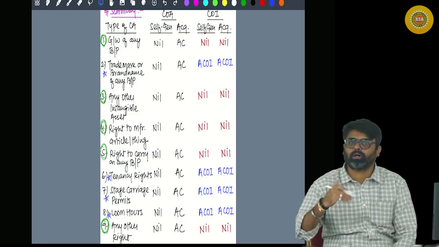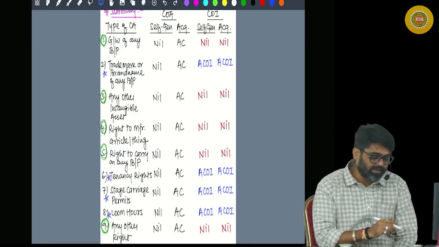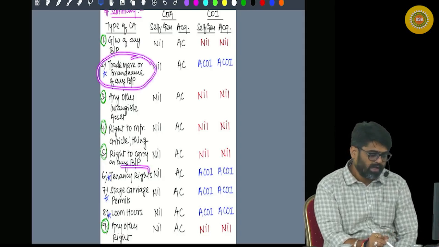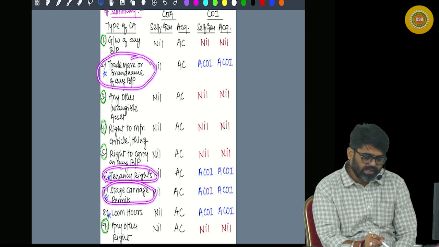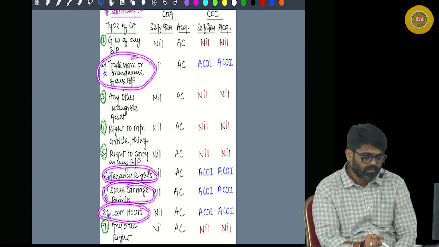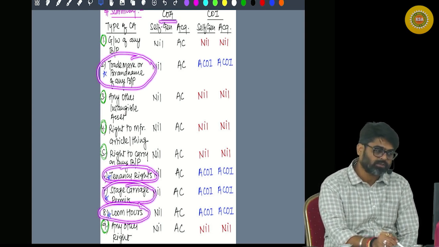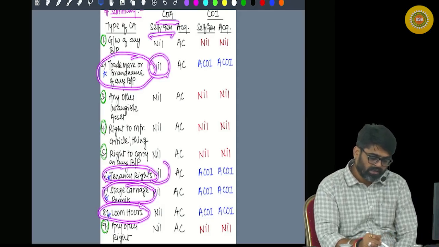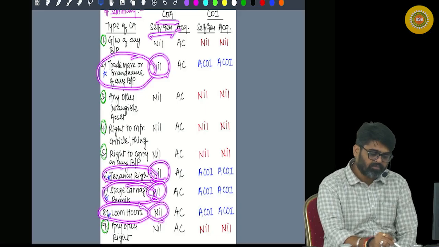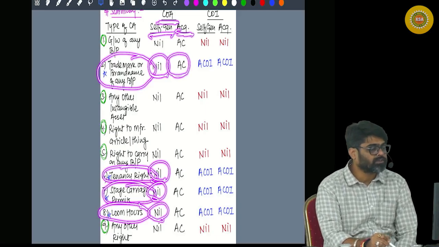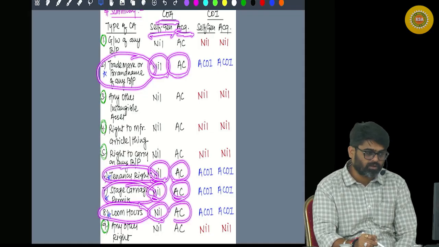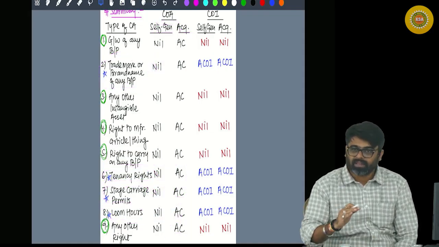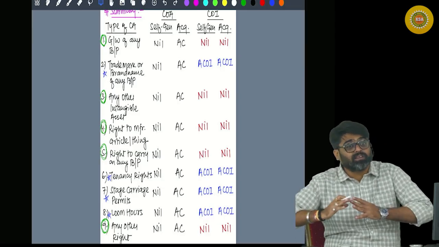Understood? What about other assets? Other assets means trademark or brand name, then tenancy right, then stage carriage permit. Their cost of acquisition will be nil if they are self-generated, and if they are acquired, their cost of acquisition will be actual cost. But wait. For them, their cost of improvement will be taken as nil? It is nowhere written in the law.